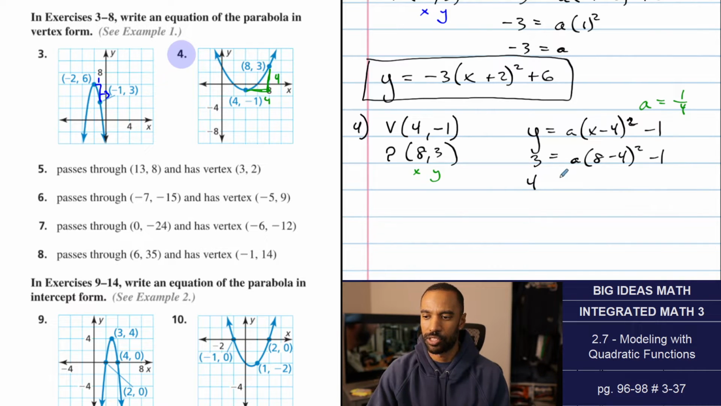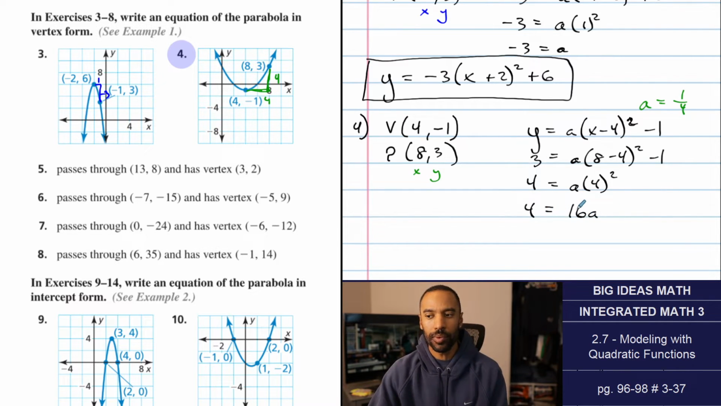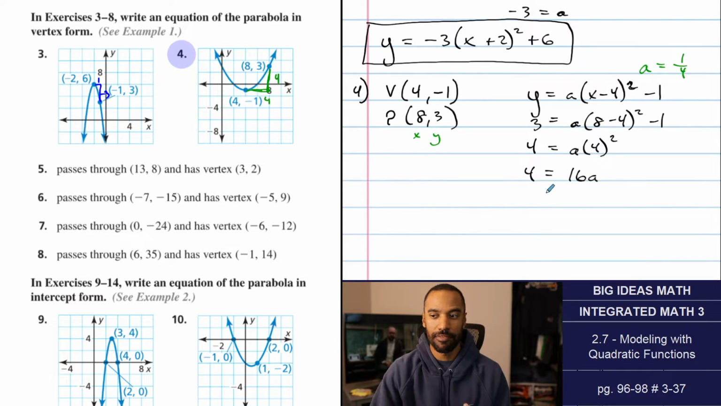add 1 to both sides to solve for a as we do 8 minus 4 squared. 4 equals 16a. See, this is the step we can get to. Normally we'd go up 16, but now we're multiplying it by our stretch factor. Instead, we're only going up 4. So what is that a value? Divide by 16 to figure that out.